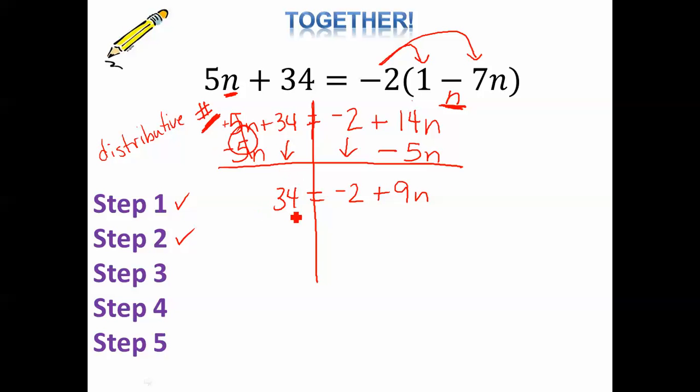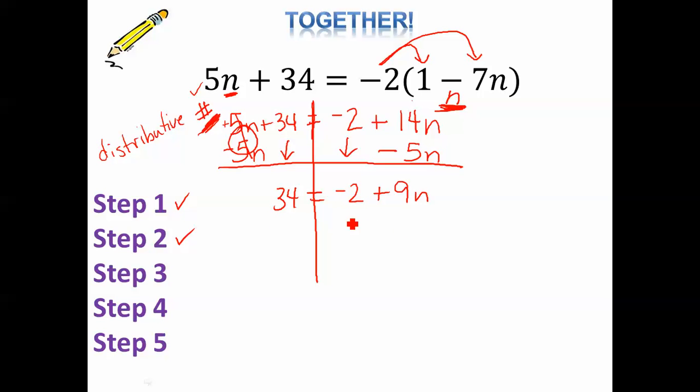Now we look again at this side. We have a 34. That's a number. So that side's good. All we have are numbers. We look at the right-hand side. We want n's on the right-hand side. So we look down here. Negative 2, that's a number. We don't want it on this side. We want it on the other side.